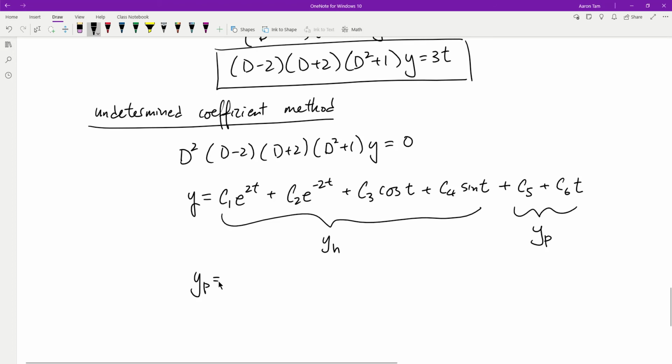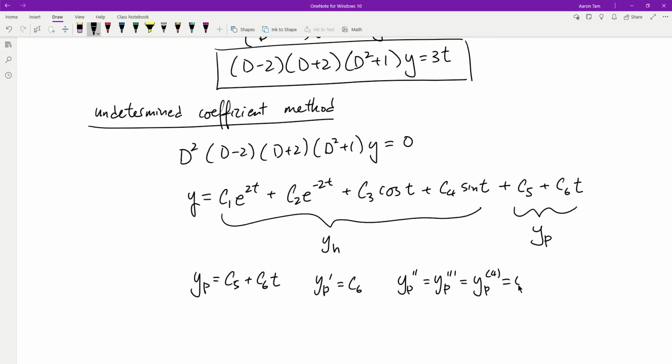So y sub p would be c5 plus c6t. And so that's actually pretty simple, because then y sub p prime would be c6, and then y sub p double prime is equal to y sub p triple prime, which is equal to y sub p fourth derivative. They're all 0.